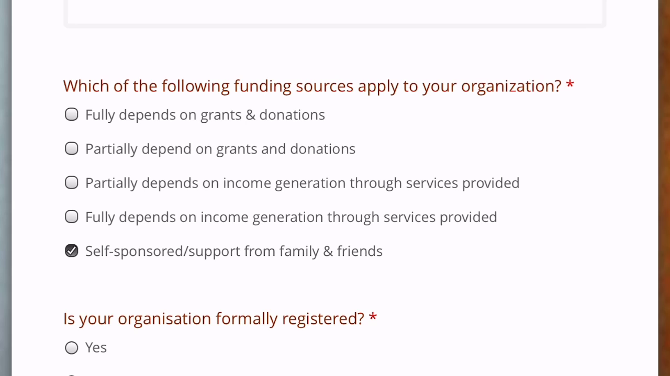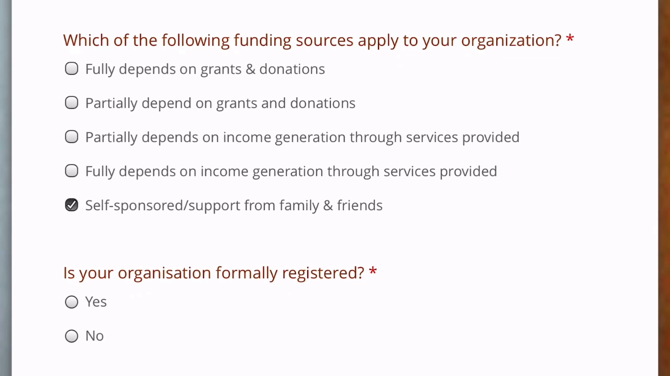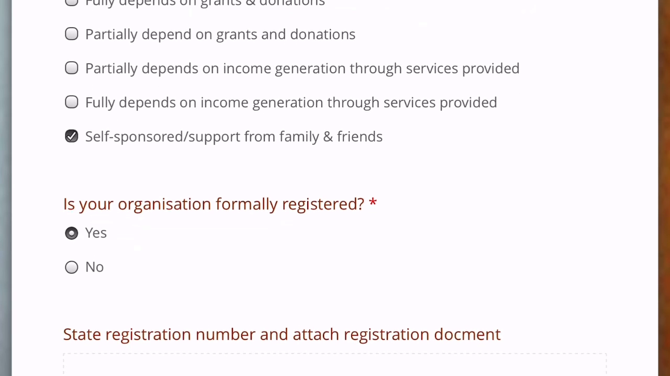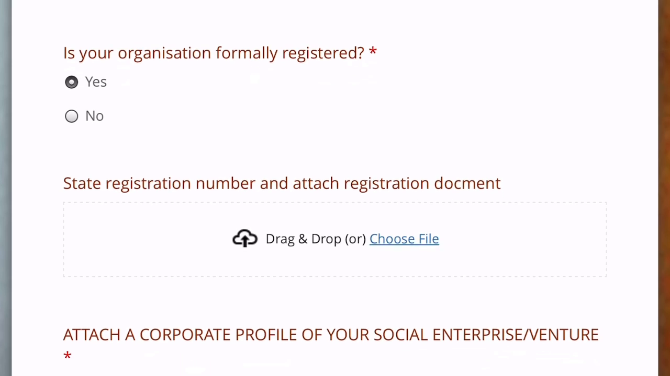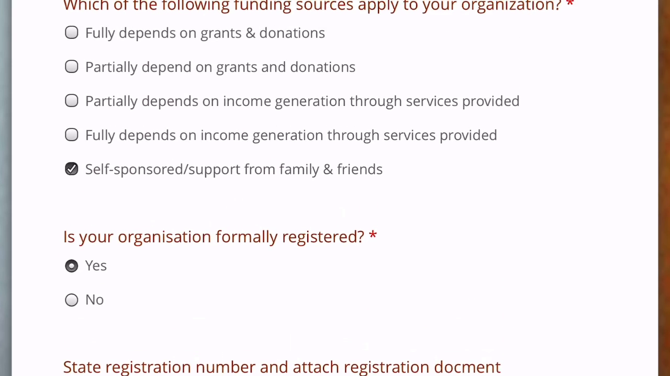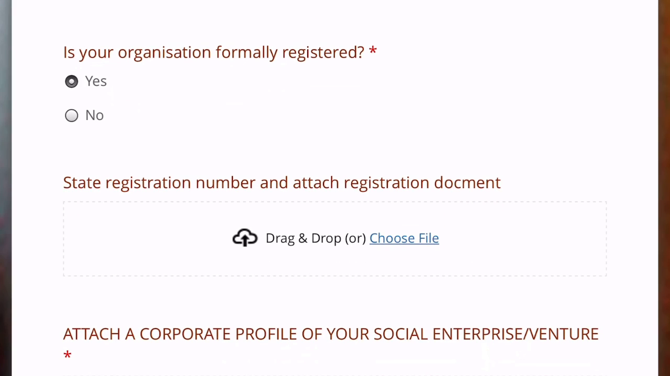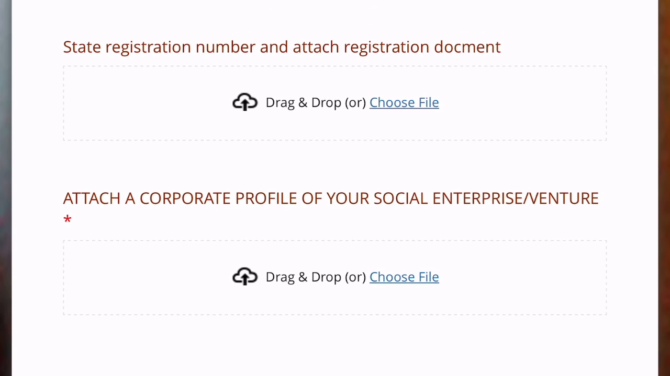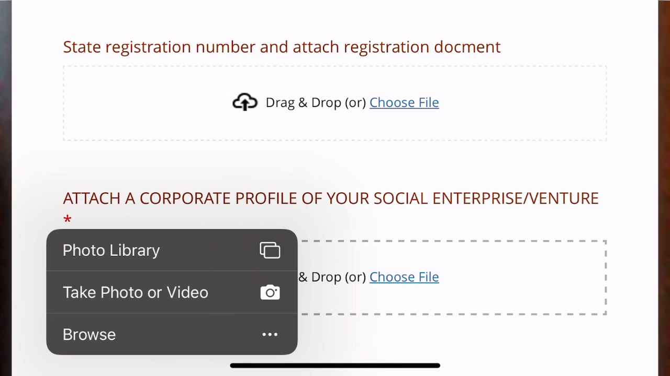Then you look at if your business is registered. You then upload your business registration document. If you have your documents readily on your laptop or on your phone or whichever device that you are using in the application making process, you can just drag and drop, or you choose the file from your laptop. You can also state the registration number and also attach that document as well.